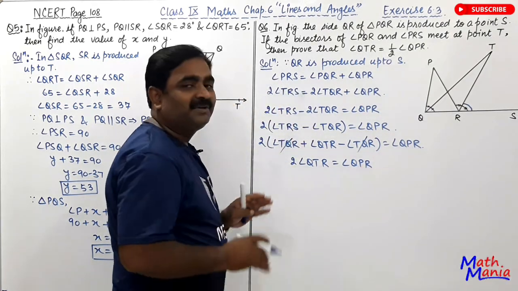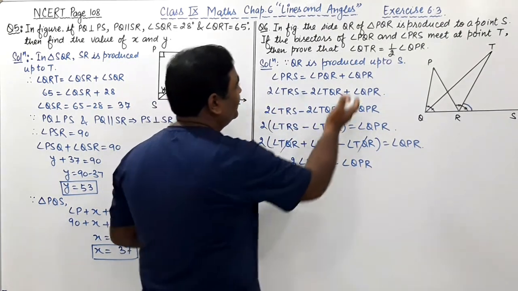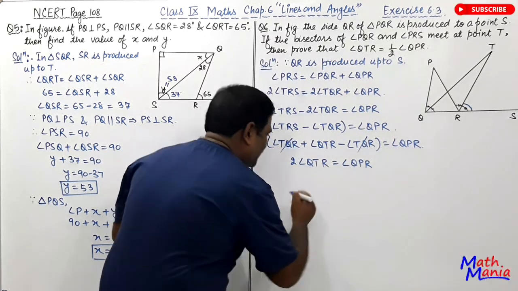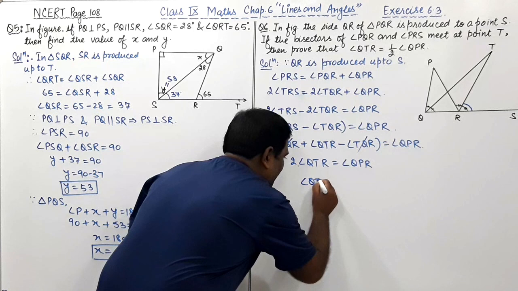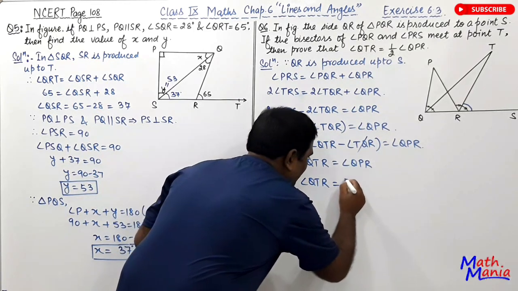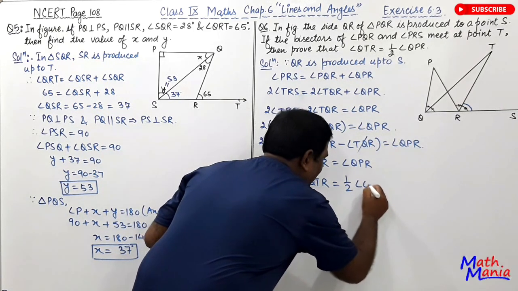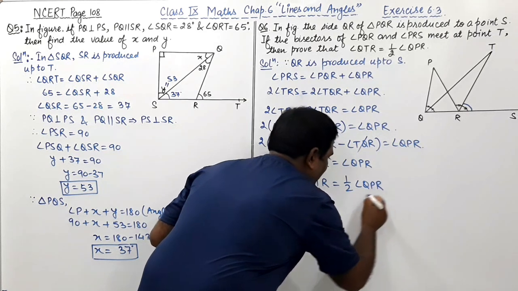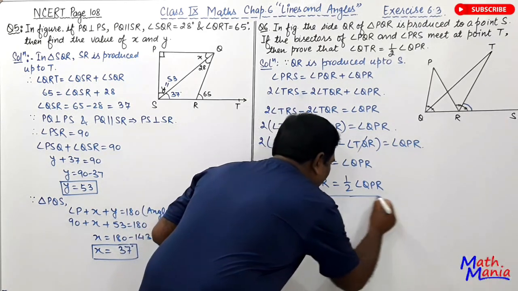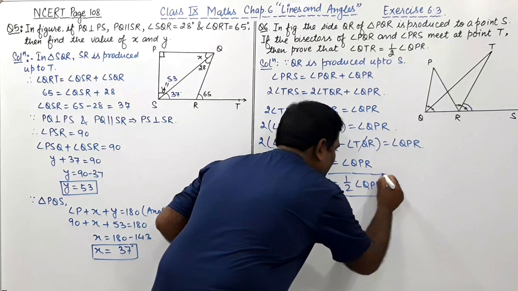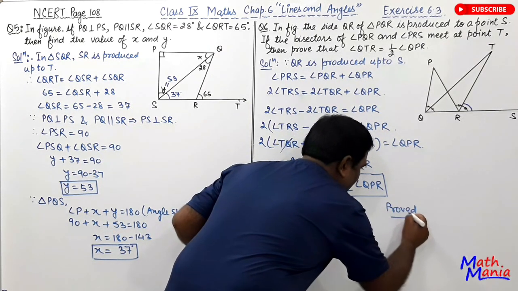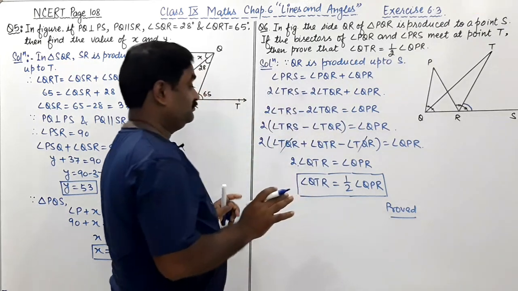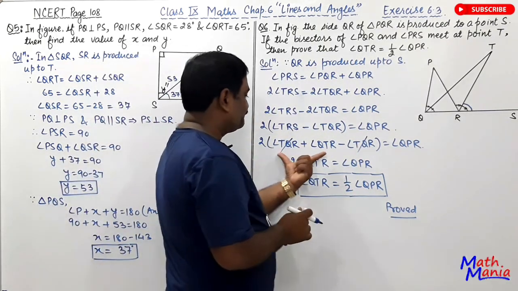Okay? कोई confusion हुआ? हमें हमारा proof मिल गया क्या? Therefore, 2 is multiplied here, so angle QTR is equal to half of angle QPR. यही हमें प्रूव करना था, so hence it is proved. Right friends? Reason, you can write the reason here.